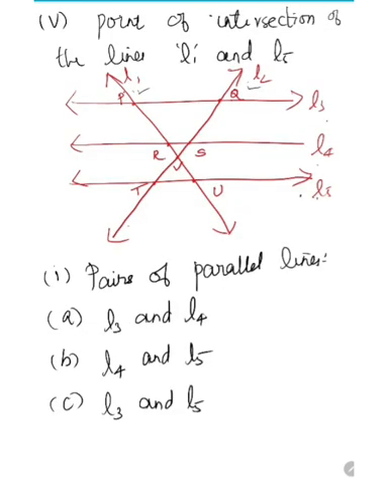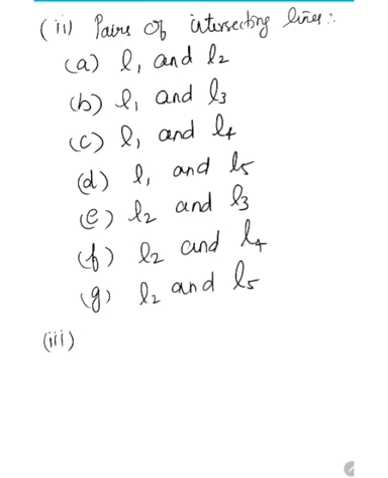The next question is pair of lines whose point of intersection is V. What are the pair of lines whose point of intersection is V? L1 and L2. L1 and L2 intersect at V.